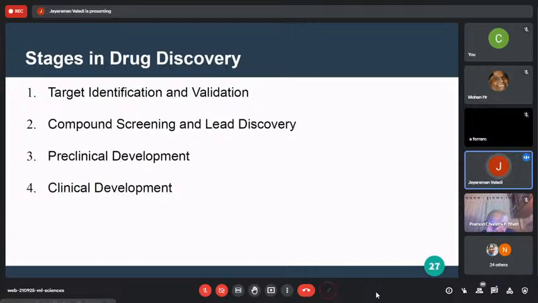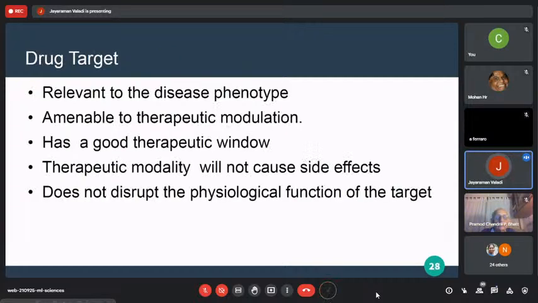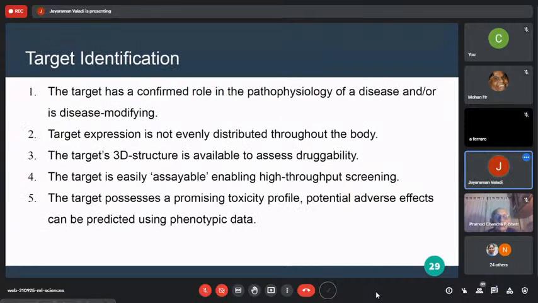In drug discovery, there are 4 different stages: identification of target and validation, compound screening and lead discovery, which is essentially a chemoinformatics methodology, and preclinical and clinical developments. The drug target has to be relevant to the disease phenotype, must have a good therapeutic window, and should not have any side effects and should not disturb the normal functioning of the target.